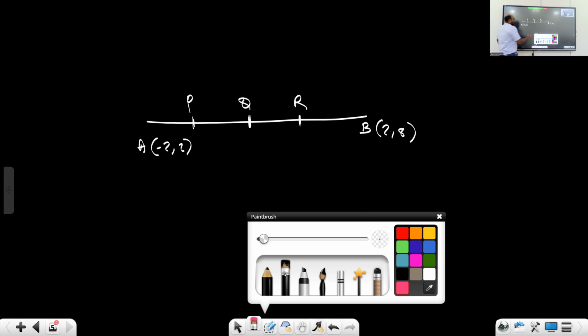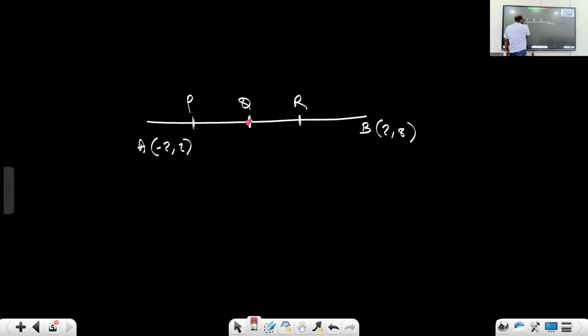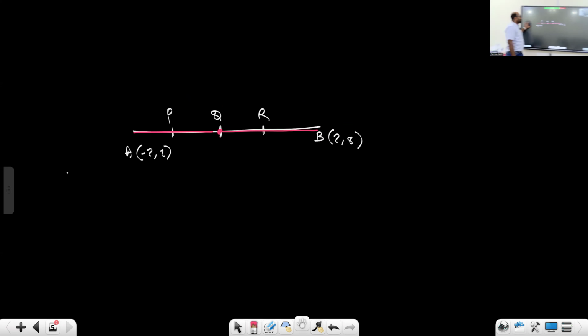What can you say about Q? Q is what of AB? Midpoint. Actually, if you want, you can take the ratio. This is how many parts? 2:2. But 2:2 means it is the midpoint. So you don't need to take the ratio. Clearly, Q is the midpoint of AB.